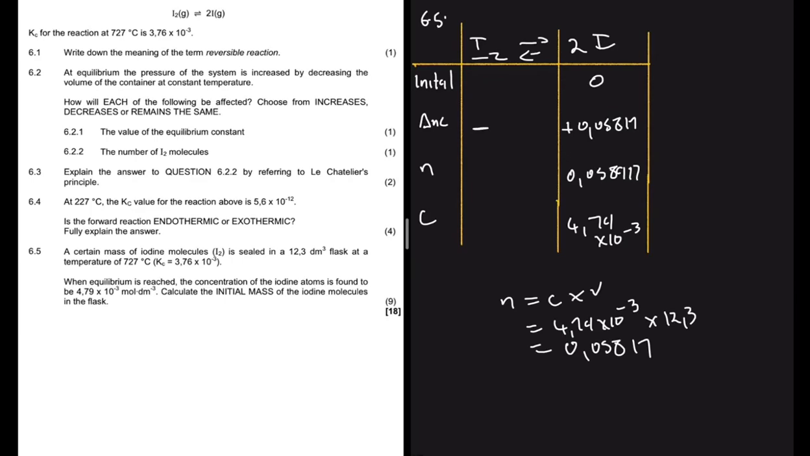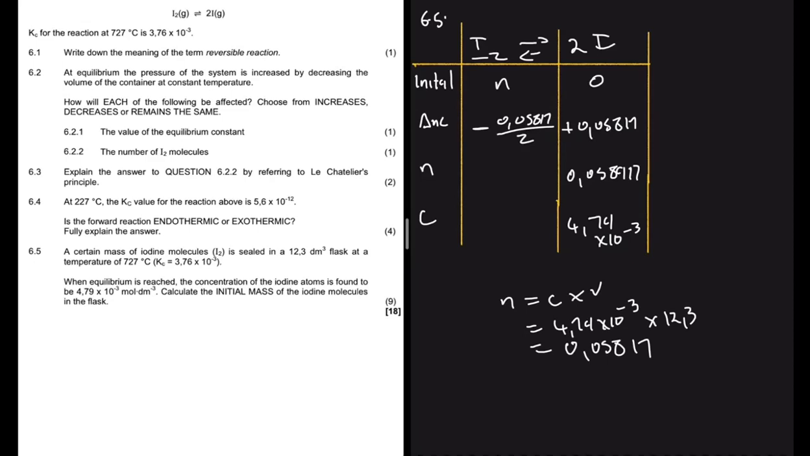Initially, we don't know the mass of the iodine molecules, so we cannot calculate the number of moles. But what we can do is just put n instead, right? And we're gonna solve it when we go forward. So here we're gonna have minus 0.058917 divided by 2. What is this 2 here for? This is because for I, we have a balancing coefficient of 2, and then for I2 we have a balancing coefficient of 1.